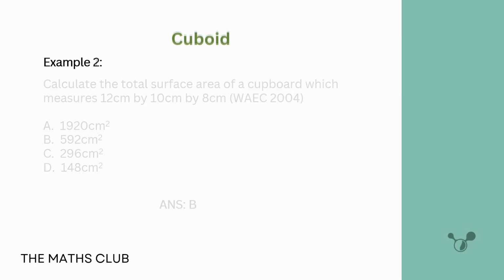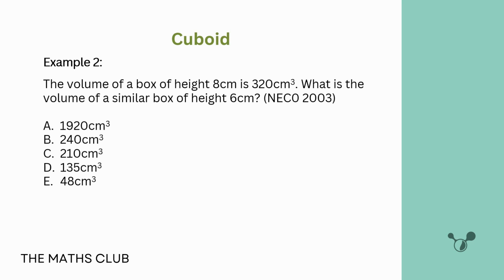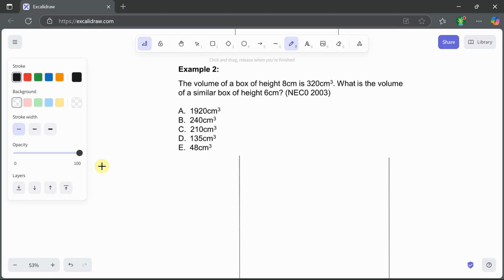Great. Example 2 says that the volume of a box of height 8 cm is 320 cm cube. What is the volume of a similar box of height 6 cm? That's from NECO 2003. As always, I expect that you're pausing these videos and trying it yourself before you look at my solution. So we have a box 1, we have a box 2.